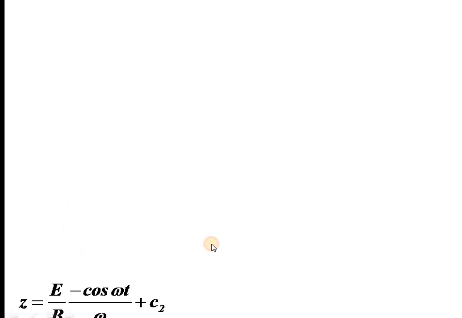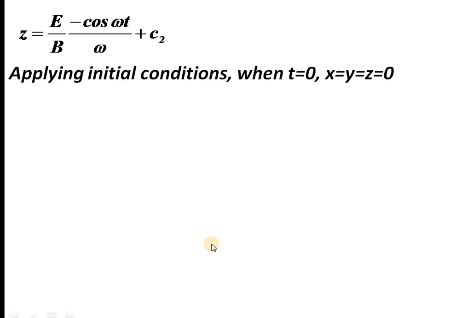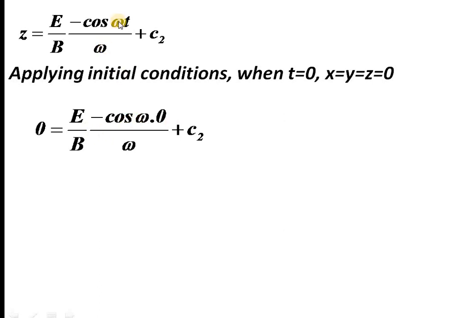Again you can find the C2 value by applying the initial conditions. At the initial condition, time is equal to 0 and x, y, z is equal to 0. So what happens? Z is equal to 0, which is equal to E by B times minus cos omega t, with omega t equal to 0, plus C2. That will give you C2 is equal to E by B omega. Simple algebra will show you this. Please practice it by writing in your notebook, because a simple visual reading will not be effective. Write down all these steps in your notebook and convince yourself.